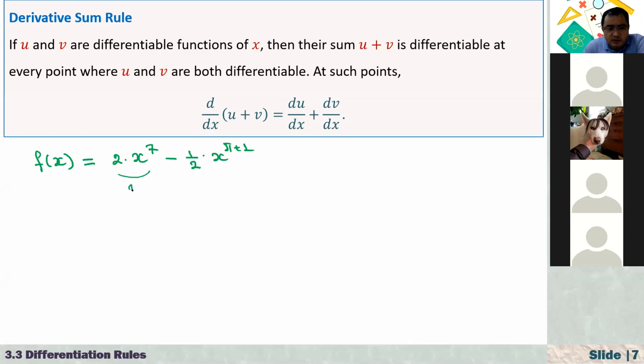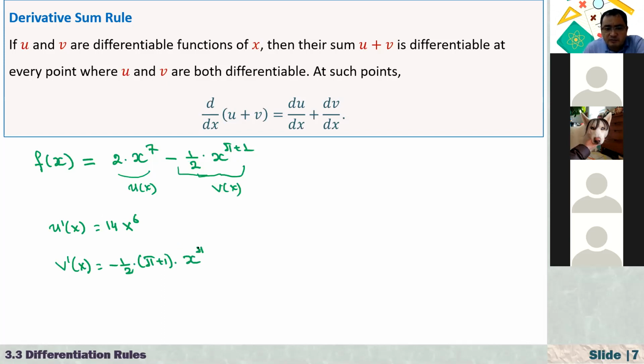Suppose that I denote this by function u, and this one by function v. Let me take the whole thing as v, including this minus sign. To differentiate f, we differentiate u, differentiate v, and just add them up. So what is u prime of x? This 7 comes to the front. 2 times 7 is 14, x to the power of 6. And how about v prime of x? Here we have minus 1 over 2 times (pi plus 1) coming to the front, and x to the power of pi plus 1 minus 1, that's equal to x to the power of pi.